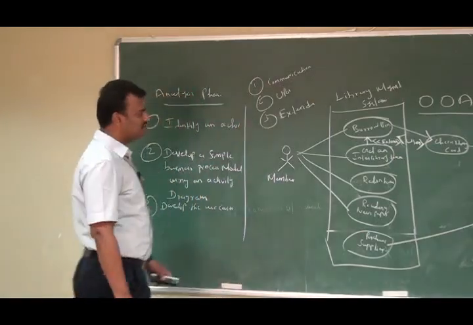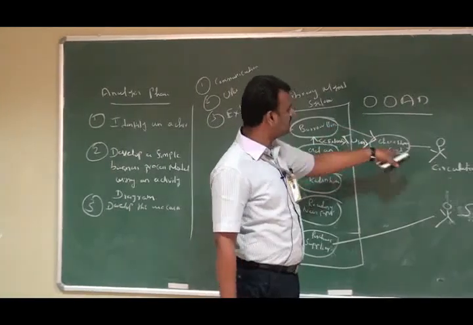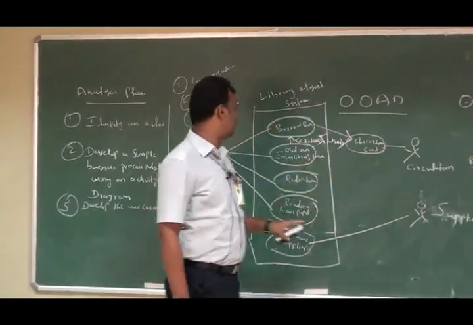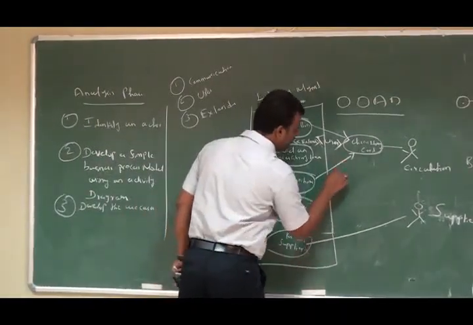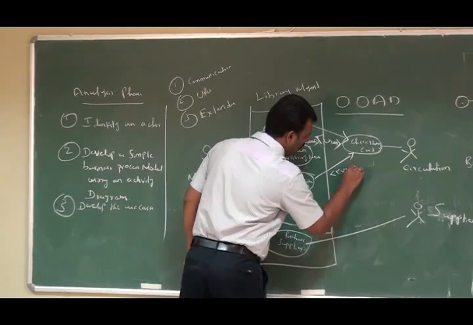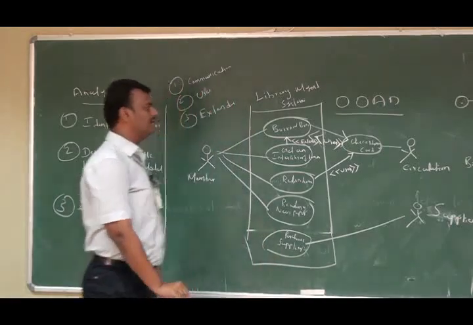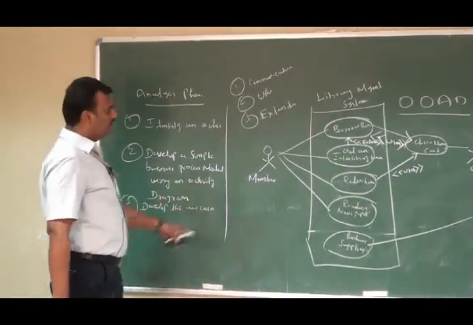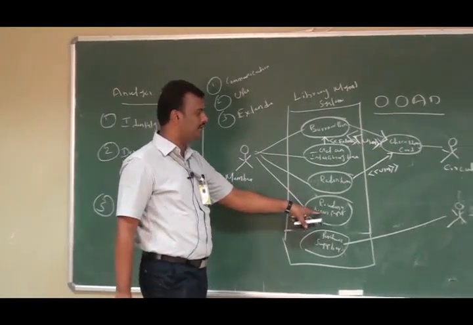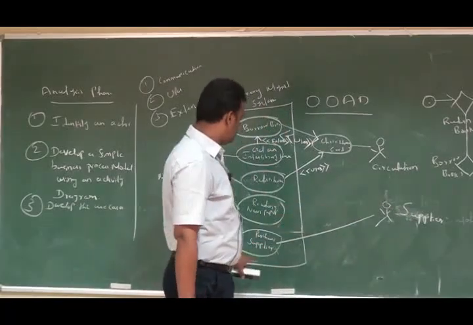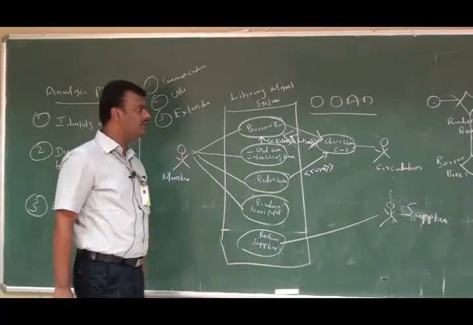What is the uses relationship? Suppose the member is going to borrow books from the library. The borrow books uses check library card. That is done by the circulation clerk. Suppose the member is going to return books to the library. The return books also uses check library card. That is done by the circulation clerk. The member is also going to read newspapers, sitting in a quiet place in the library, and also the supplier is going to use the library management system for supplying the books to the library. This is the use case diagram.